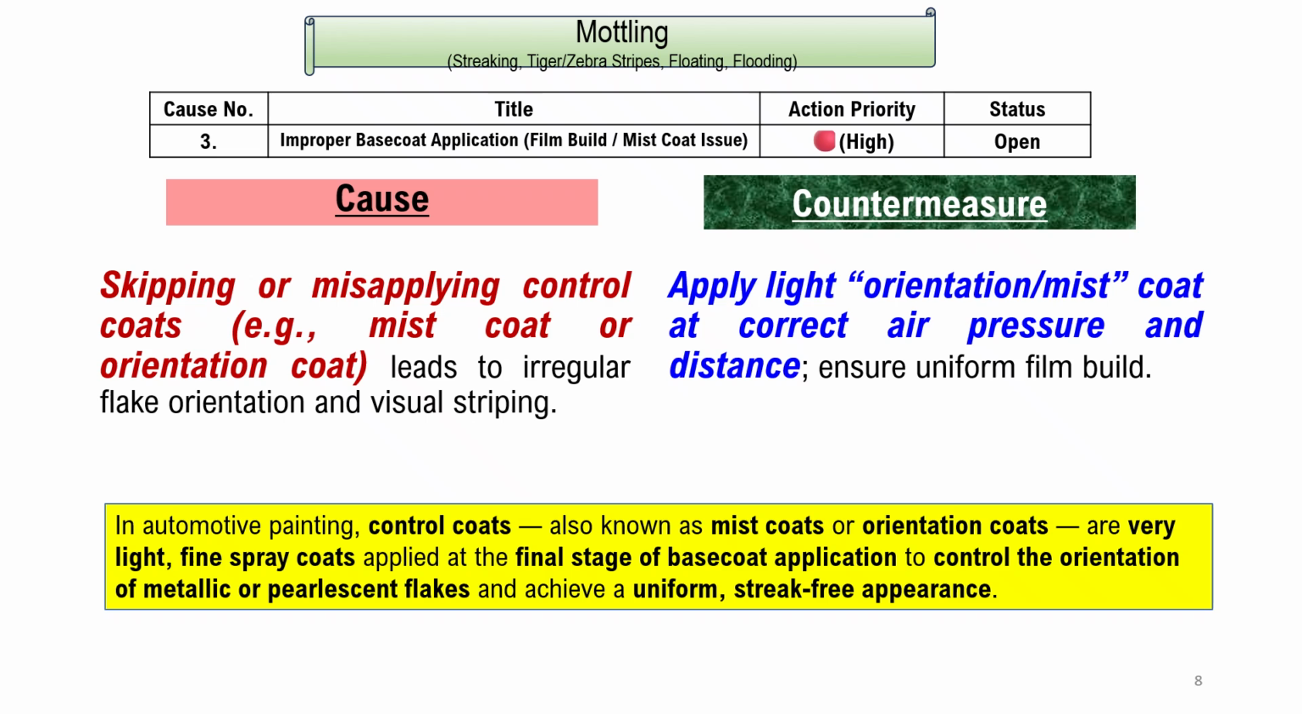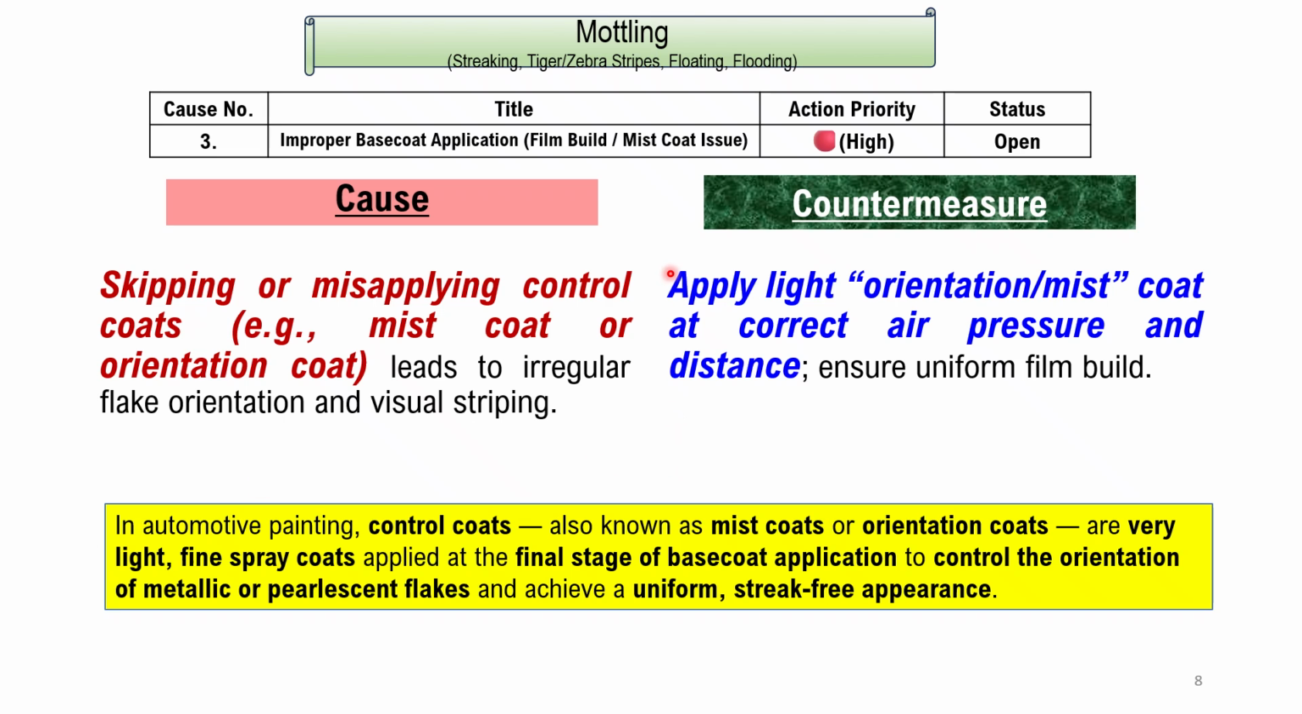Number three probable cause could be improper base coat application, that is, fail to build or oblique mist coat issue. It can be explained as skipping or misapplying control coats, for example, mist coats or orientation coats, which leads to irregular flake orientation and visual striping. In automotive painting, control coats, also known as mist coats or orientation coats, are very light, fine spray coats applied at the final stage of base coat application to control the orientation of metallic or pearlescent flakes and achieve a uniform, streak-free appearance.